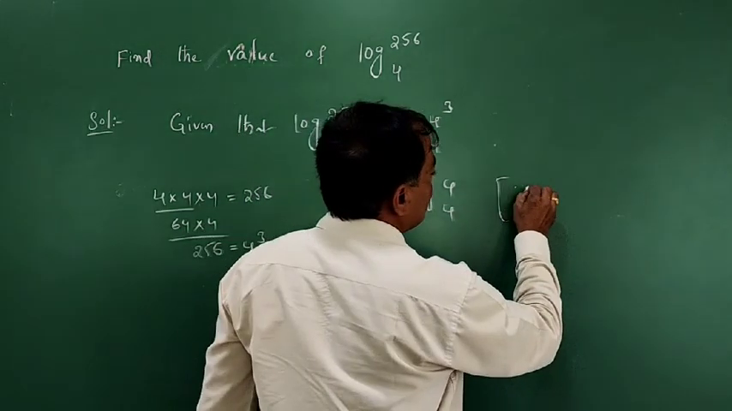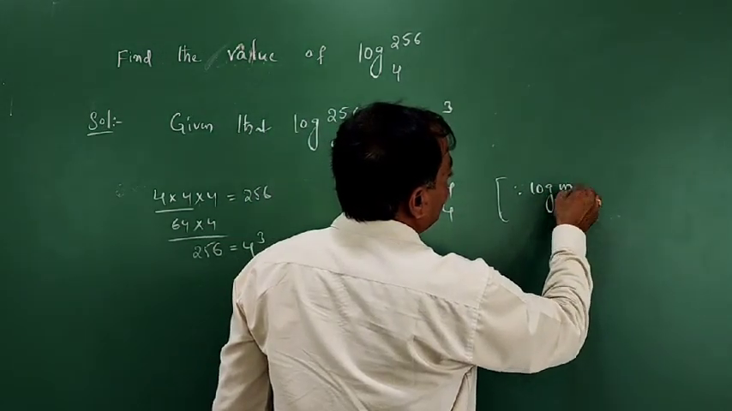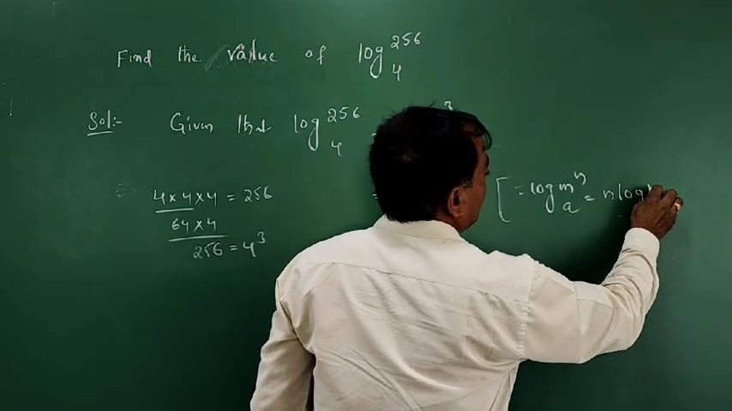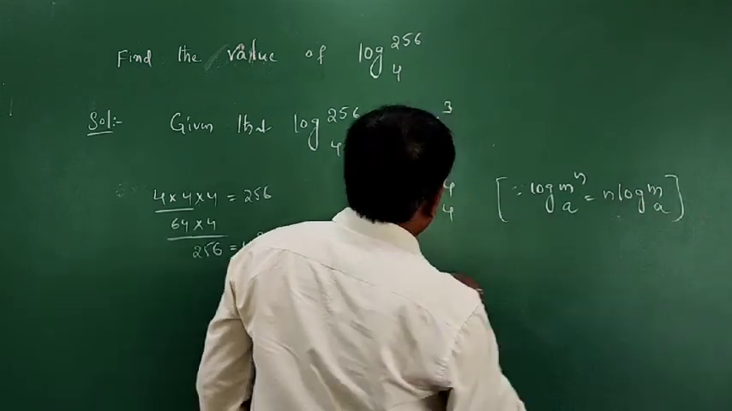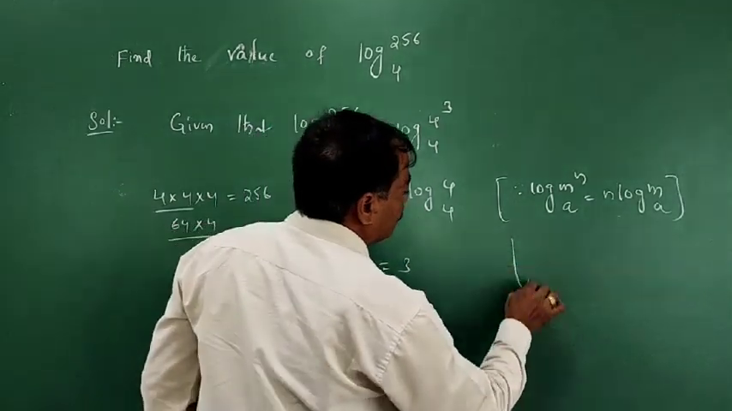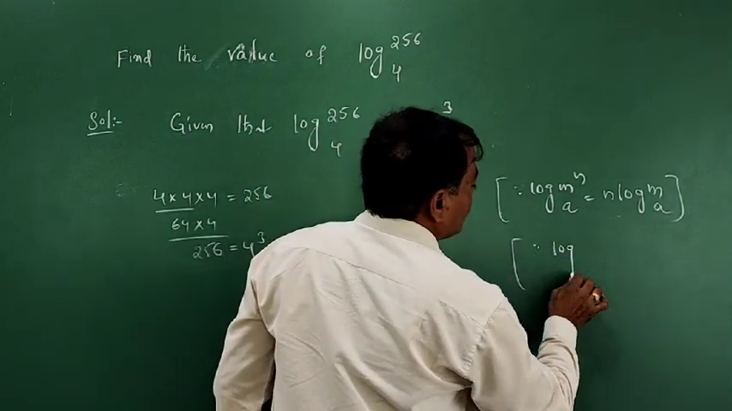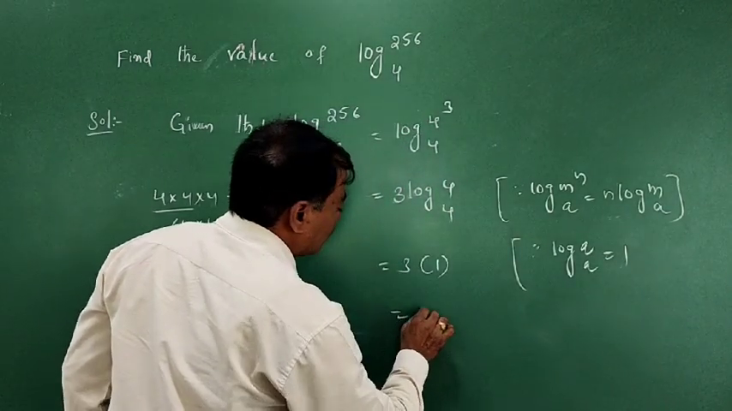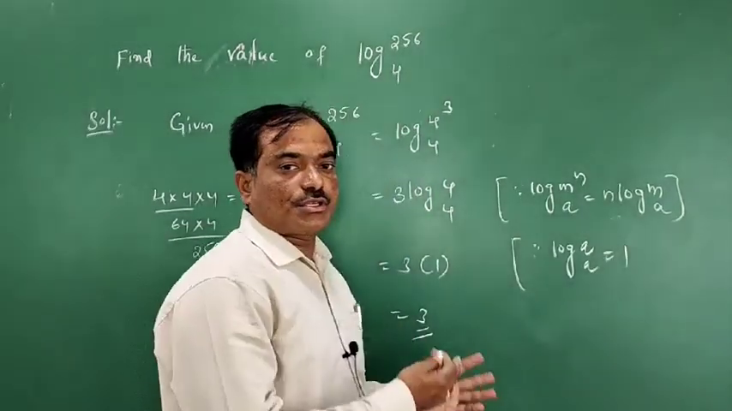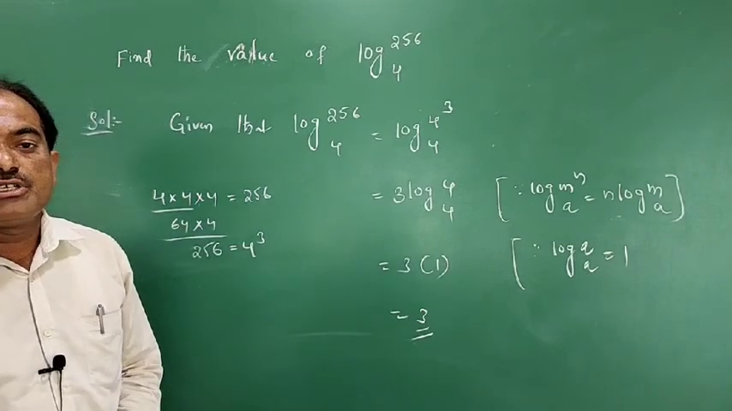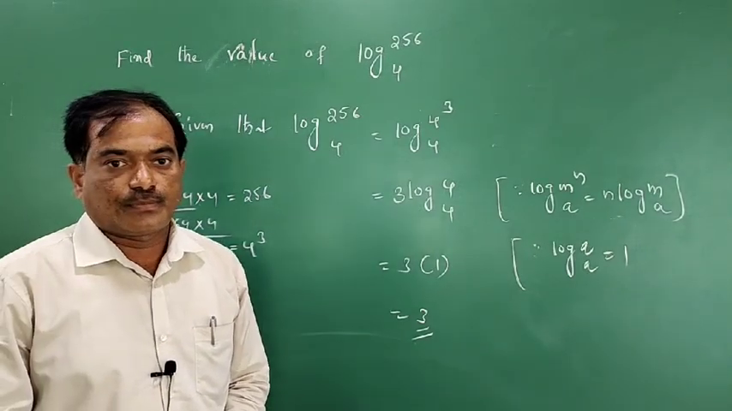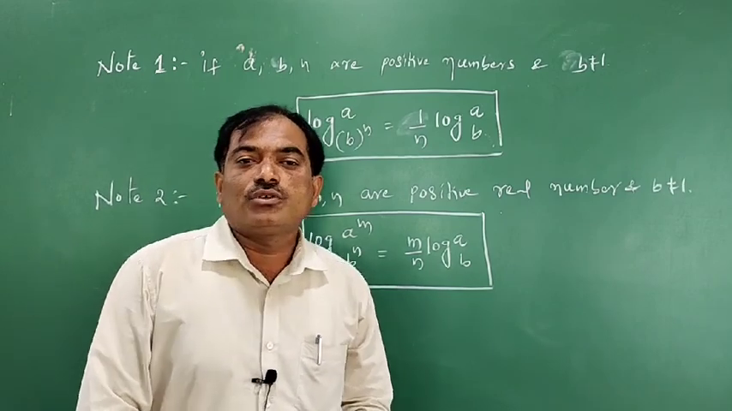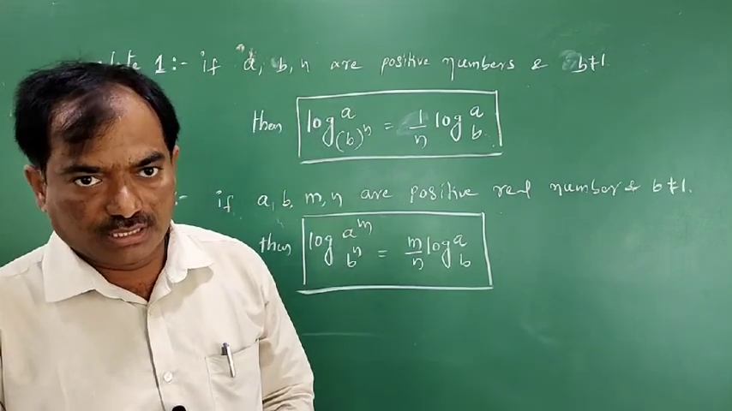Since log m to the power of n to the base a equals n log m to the base a, and any logarithm to the same base has the value 1, this is equal to 3. This is the process of finding the given logarithmic values. Now students, we have to discuss two important things here.